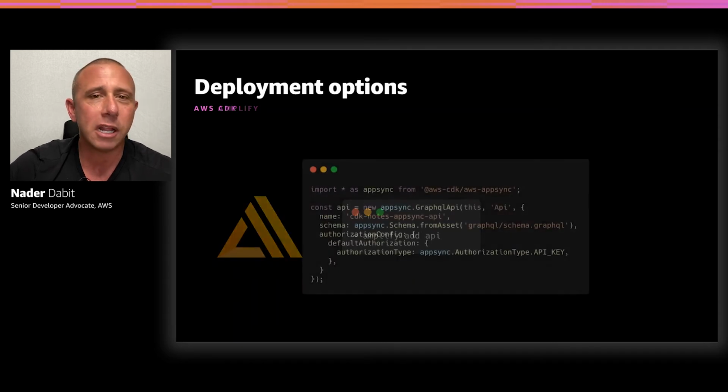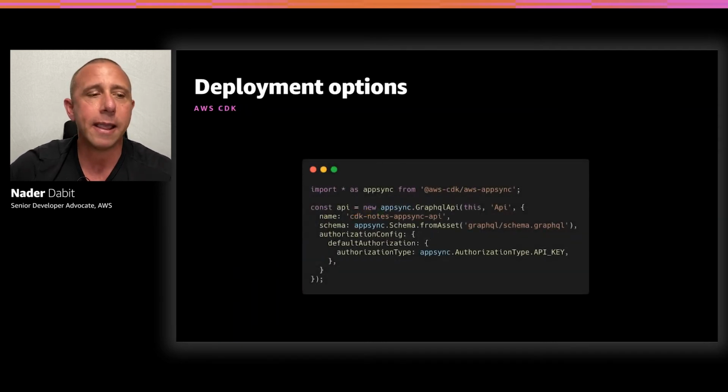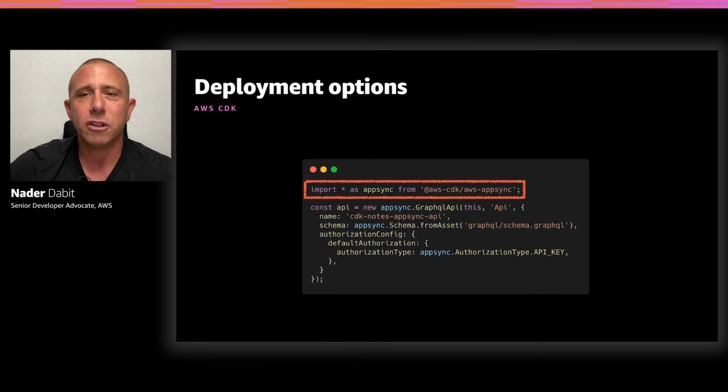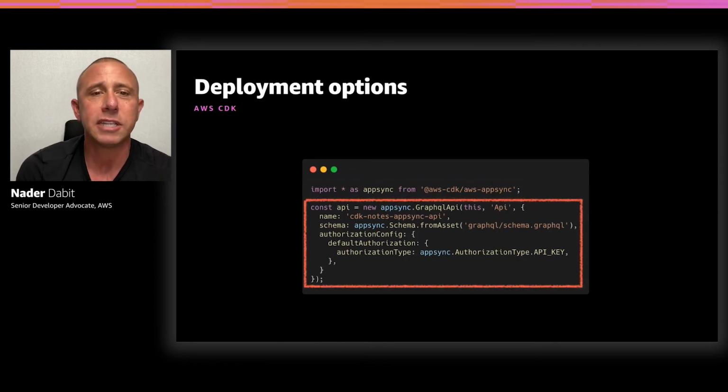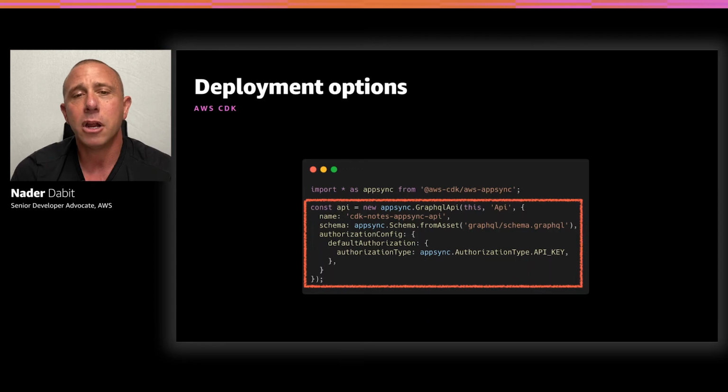The next way that we're going to look at is using AWS CDK. Using CDK, you're going to use the AWS AppSync constructs and classes. So you would install that using npm, and then you would be able to create APIs using the AppSync construct and classes. So in this example, we're creating a new API. We're giving the API a name. We're defining the location for our GraphQL schema.